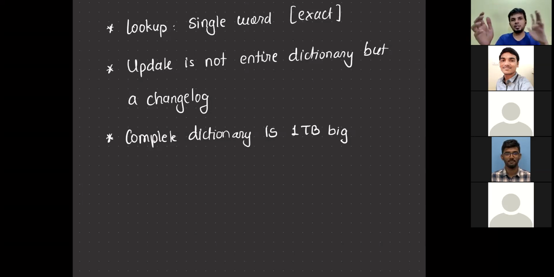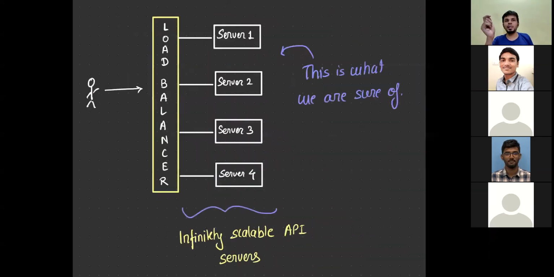And the complete dictionary is 1 terabyte big. Now this 1 terabyte size makes things very interesting. Well, it would help us make very interesting design decisions. So we'll start with something that we already know. What do we know? How to scale API servers. We are still not going into the internals of it, but the basic thing that we know is that we can just cut off.